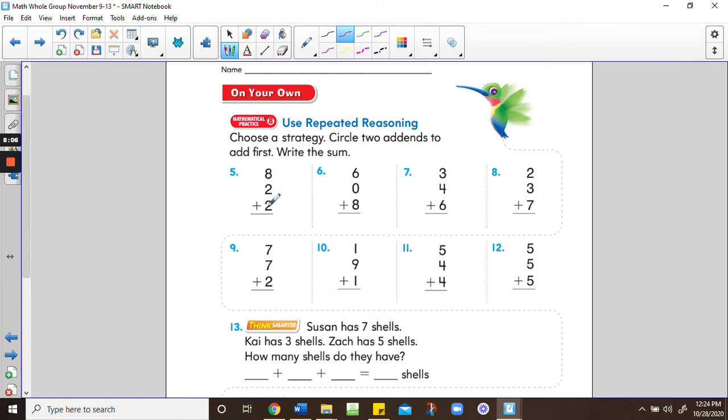8 plus 2 plus 2. Oh, I know that 8 plus 2 is 10, so I'm going to circle those. I know that is 10. And now it makes an easier problem. 10 plus 2 is 12. So pause the video. I want you to try to add these. And then unpause the video and check your answers.